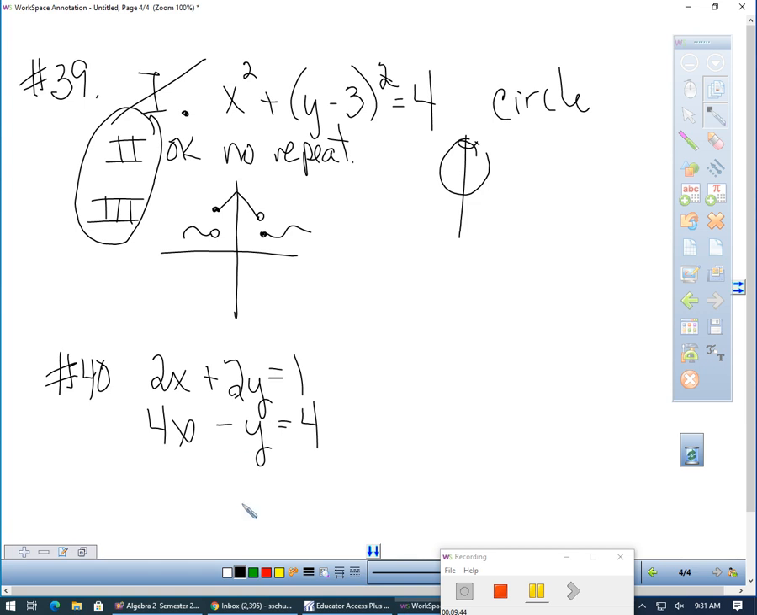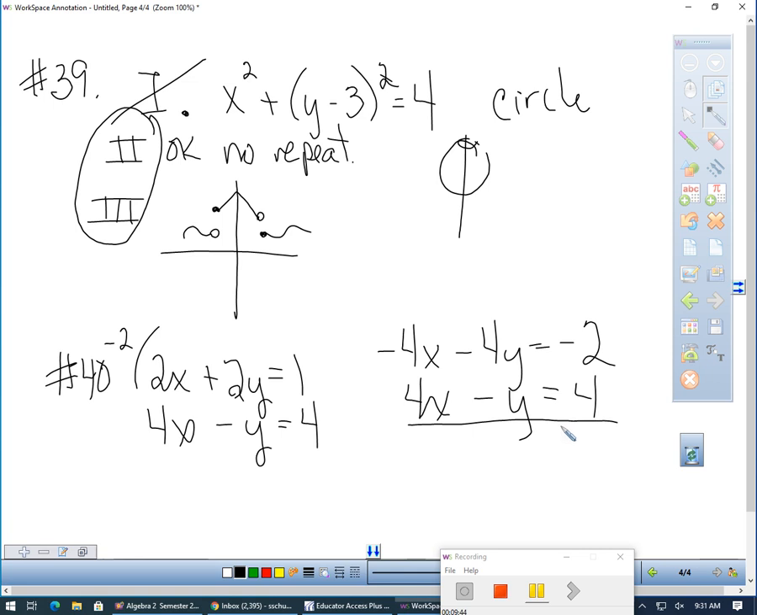So we are actually looking for the y value of where they intersect. All right, so we can do this a couple different ways. We can get rid of x, so we have y right off the bat. So if we multiply the top one by a negative 2, we have negative 4x, negative 4y equals negative 2. We have positive 4x minus y equals 4.